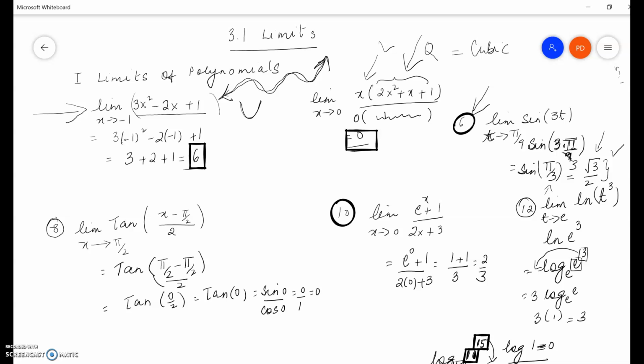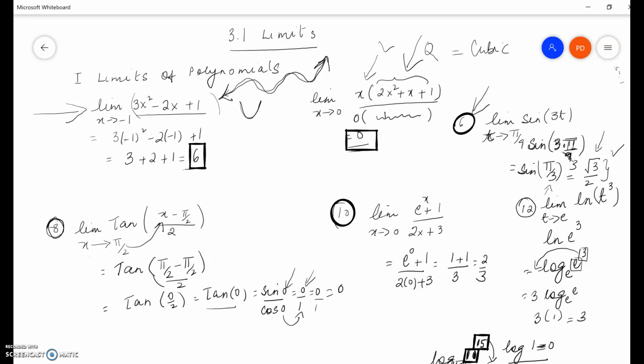Now let's look at problem 8. It's the limit of tan, again trigonometric, of (x minus pi over 2) over 2. So now x approaches pi over 2, so we plug in x equals pi over 2 to get tan of 0 over 2. Tan of 0, if you don't remember what it is, it's sine 0 over cosine 0. Sine 0 is 0, cosine 0 is 1, so 0 over 1 equals 0.